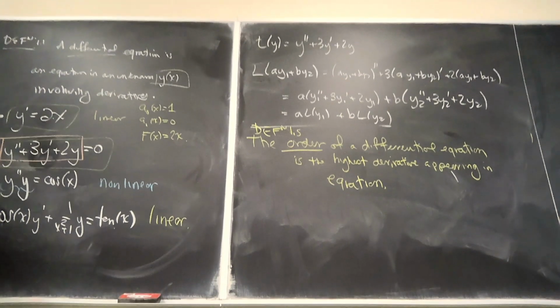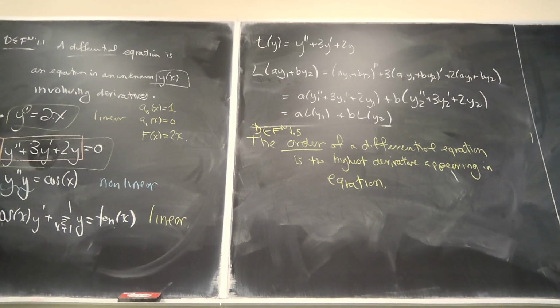So that is to say, this is order 1. This is order 2, or second order. And this is order 2. Even though these are multiplied together, the highest derivative that appears here is order 2.